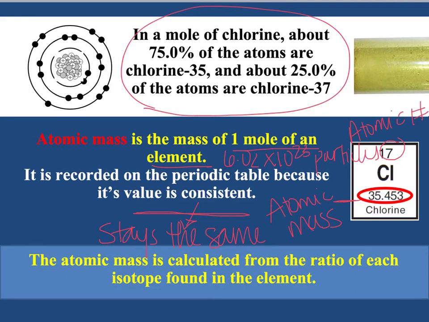Okay? The atomic mass is calculated from a ratio of each kind of isotope in that element. So they kind of figure out every kind of isotope that makes up that element, and then they take a ratio of it out. This many of this, this many of this, this many of this. Let's add it all together. There is our atomic mass.